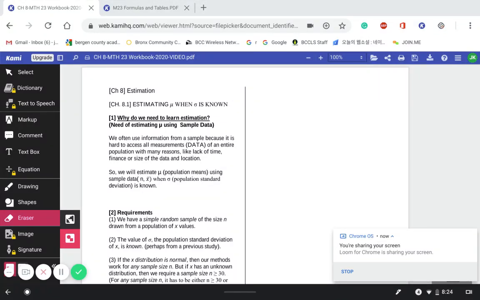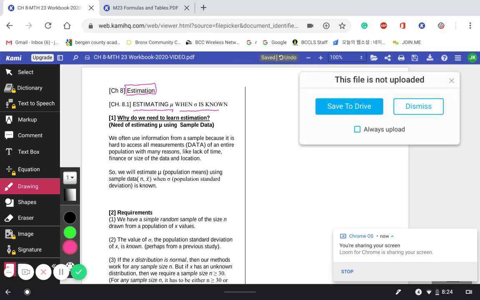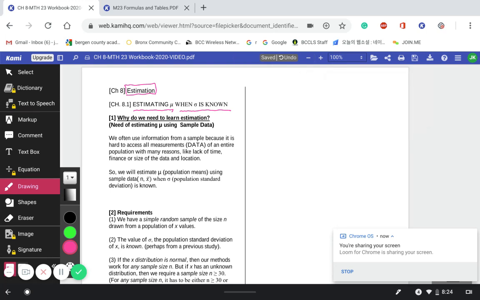Today's lecture is about estimating, especially estimating the mean value when sigma is known or sigma is not known. Okay. Now, why do we need to estimate the mean values or mu?